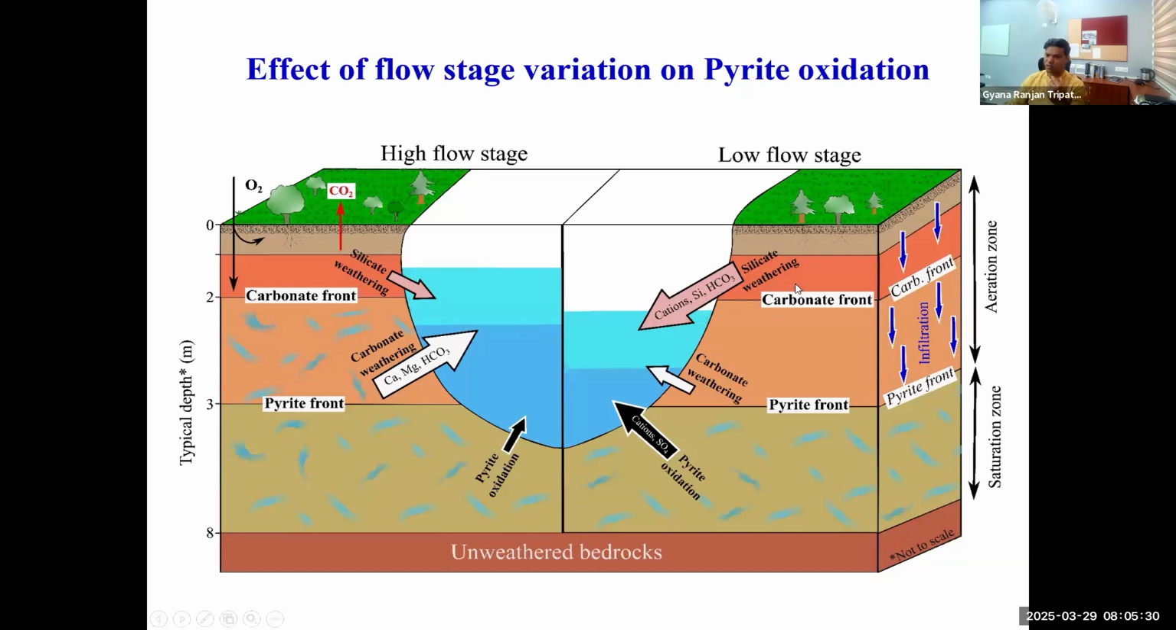You may find a silicate front, you may find a carbonate front, but the last part that you find is a pyrite front. And if you have a low water stage, the atmospheric oxygen can diffuse into the subsurface and reach a level where it can oxidize the pyrites, and hence in the low stages it is expected to have more pyrite oxidation and supply of cations and sulfate through this process.